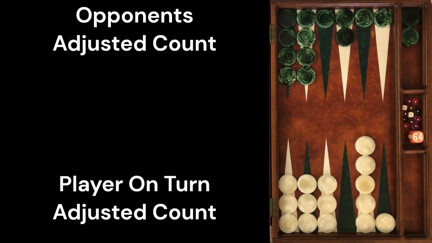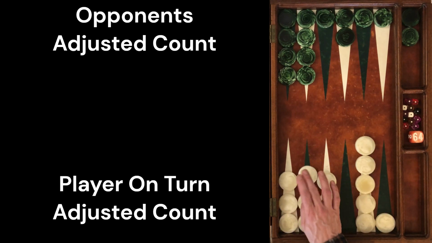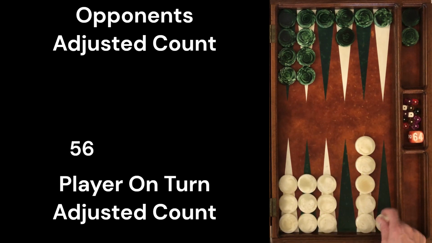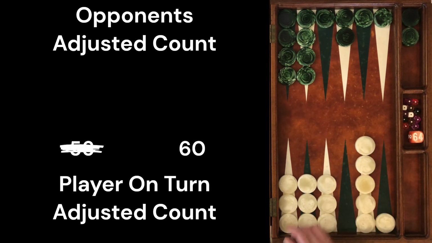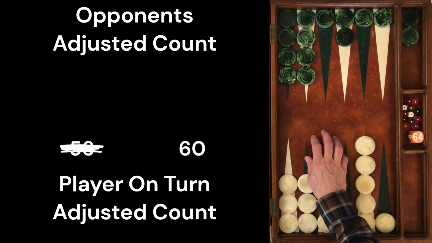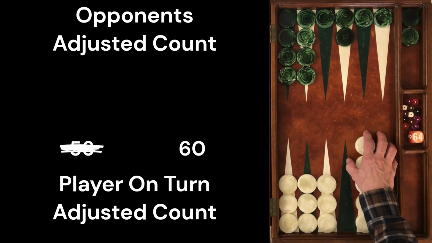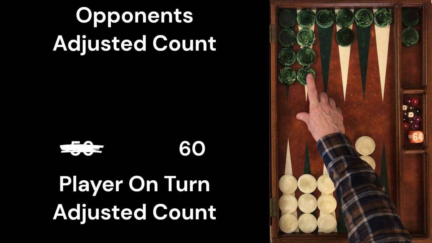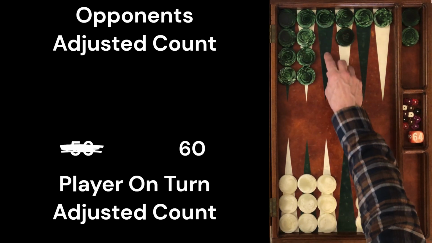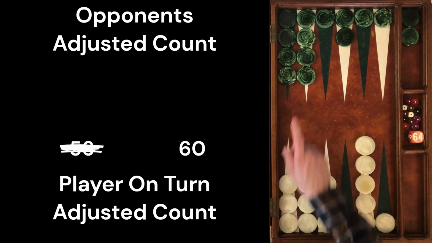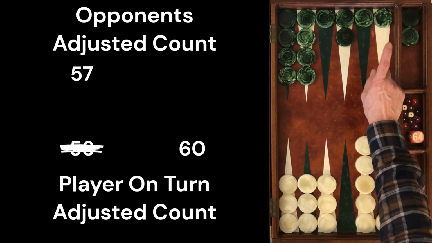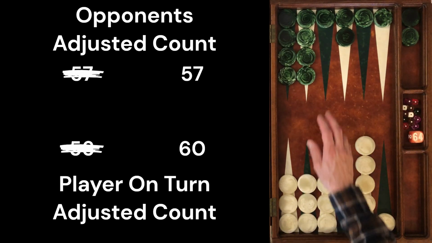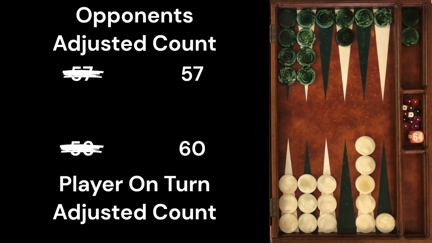For this position, our pip count is 30, 40, 55, 56. And here are our penalties, 56, 57, 58, 59, 60. We have a pip count of 56. Our adjusted pip count is 60. And for the opponent, their pip count is 54 and 3 is 57. No penalties. 57 is their adjusted pip count.